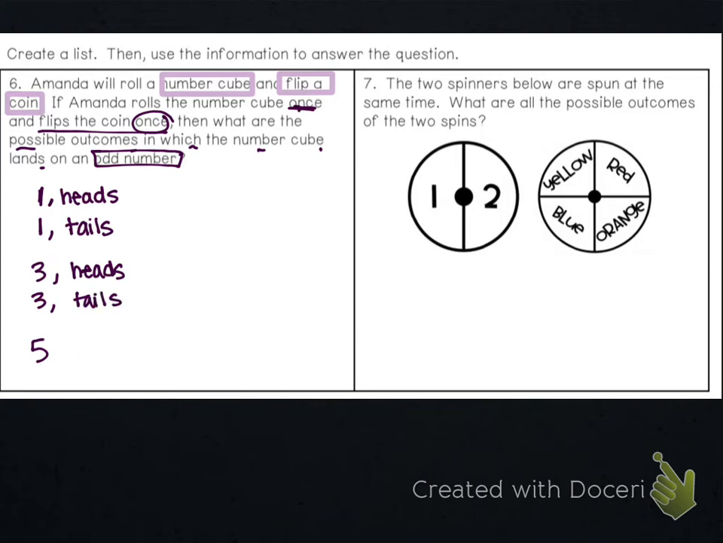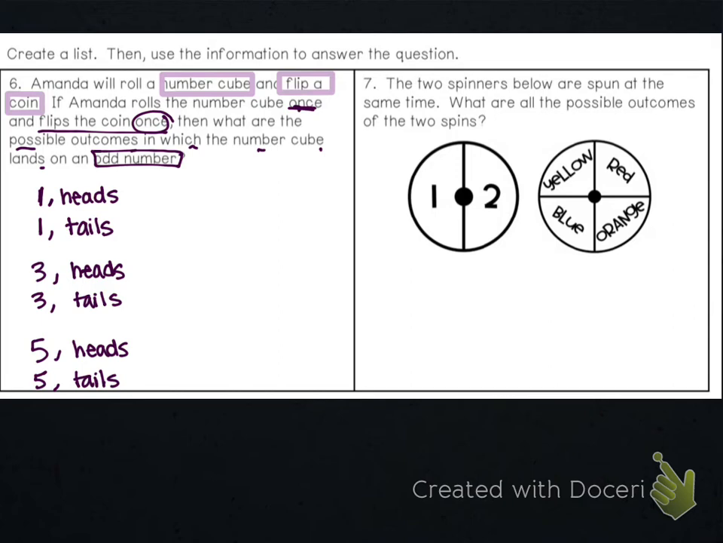Or I could have rolled a 5 and landed on heads. Or rolled a 5 and landed on tails. Okay, so how many possible outcomes? I didn't have to do that, but we can see that there are 6 possible outcomes here.